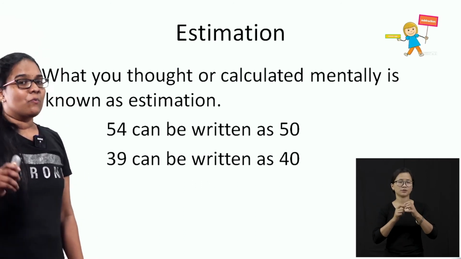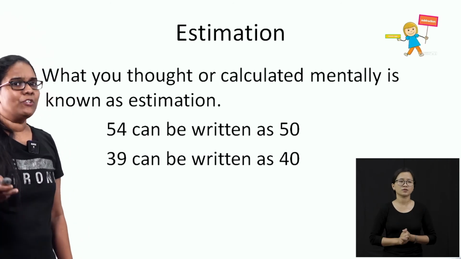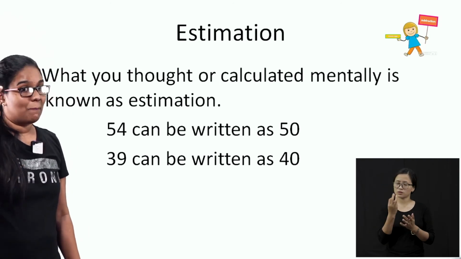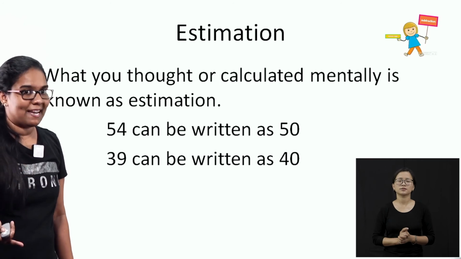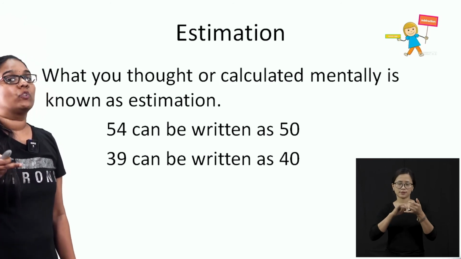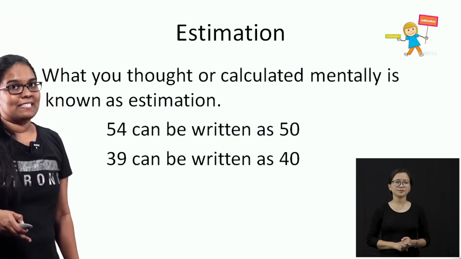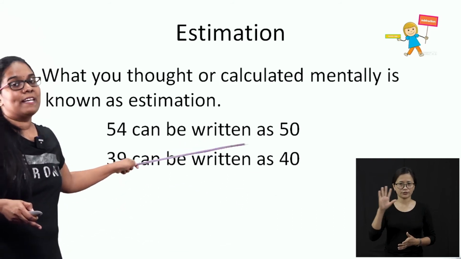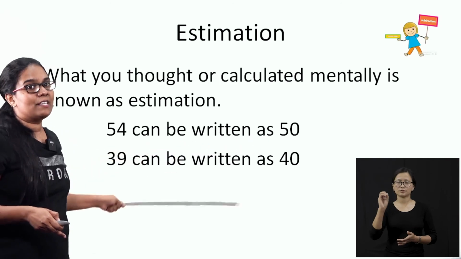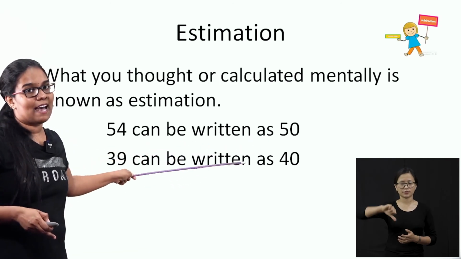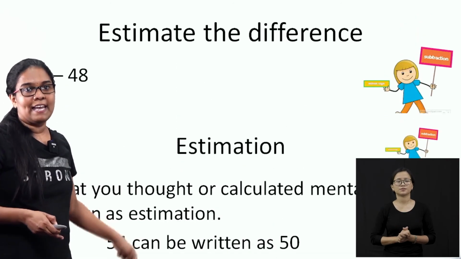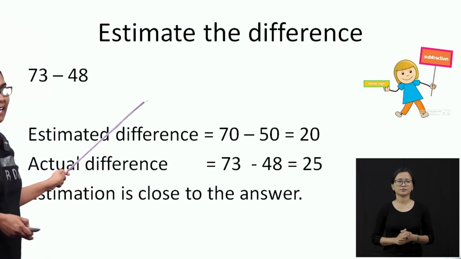Okay, then next we are moving on to a new session, that is estimation. What is estimation? What you thought or calculated mentally is known as estimation. 55 can be written as 50 and 39 can be written as 40. Then estimate the difference.